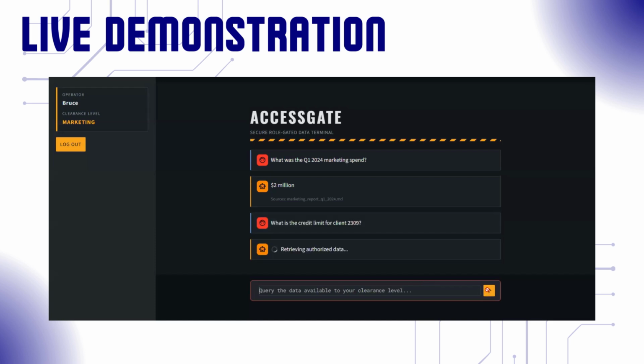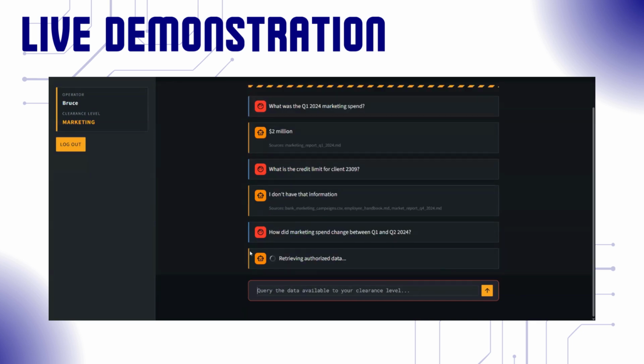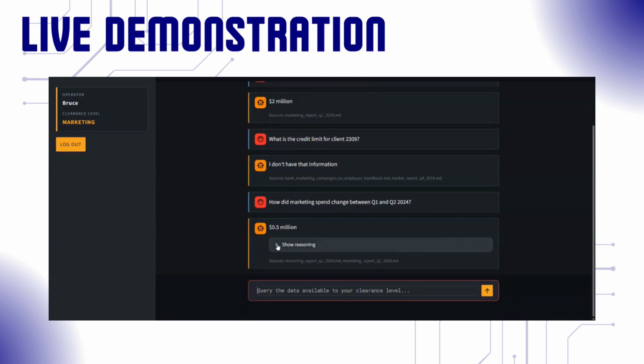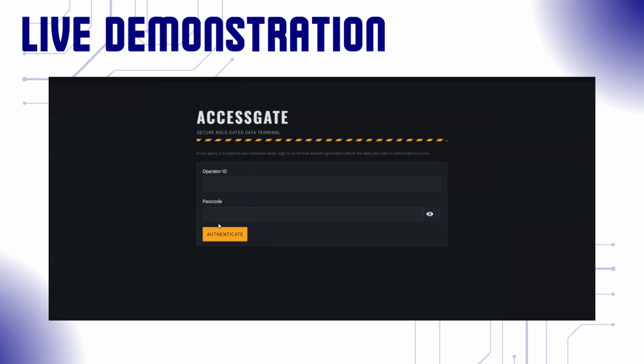The answer was 2 million. The 2 million was given by the chunks that we have in our RAG system. The second question is not actually relevant to Bruce, so the answer is not given. That was our job in this project. The third one, you can see the chain of thought is working here. You can see the answers and the calculation happening in that part.